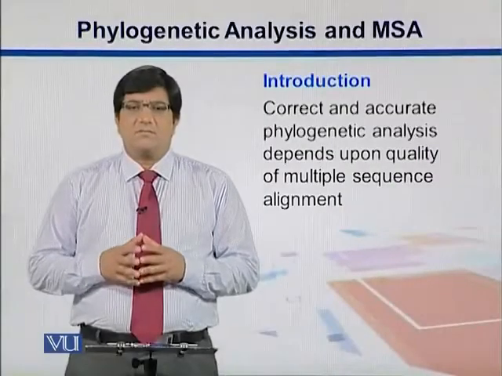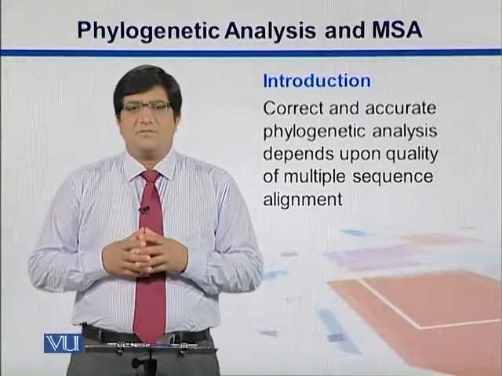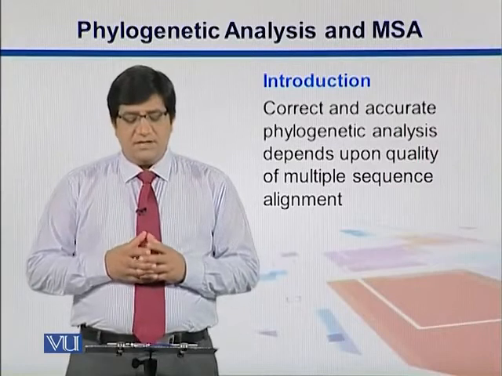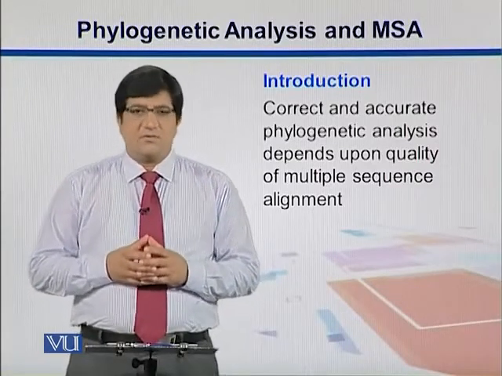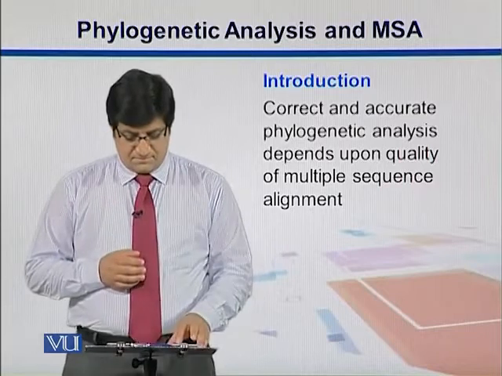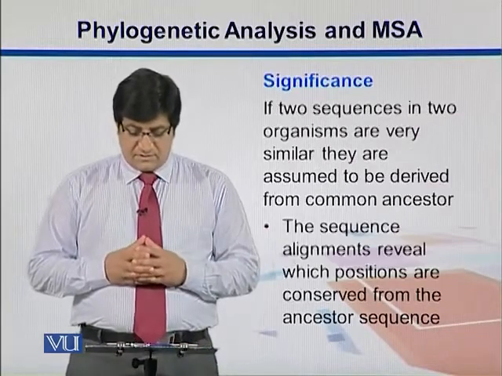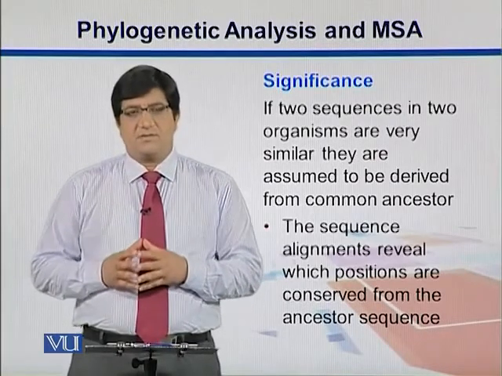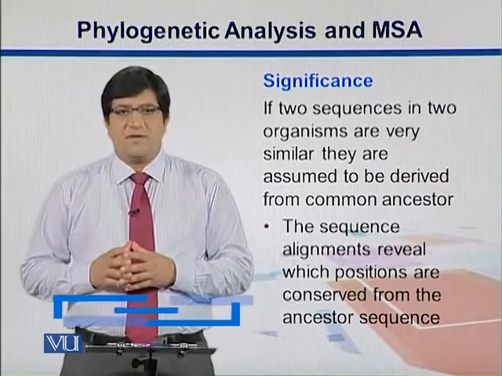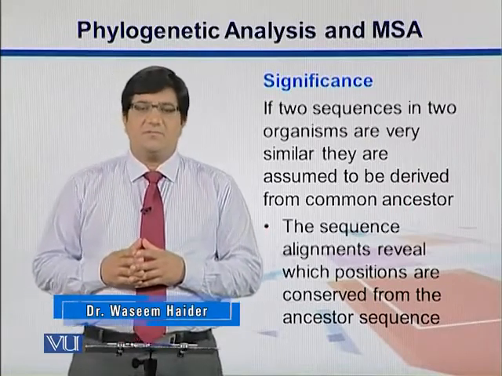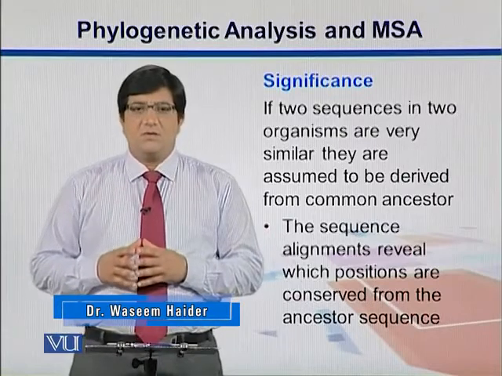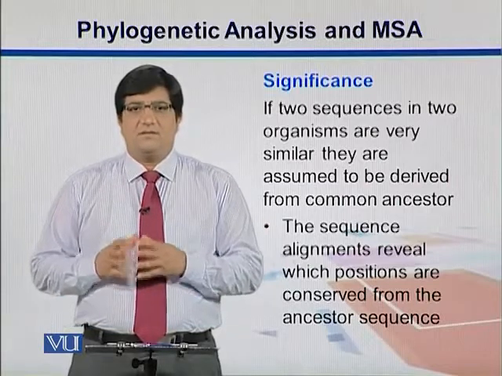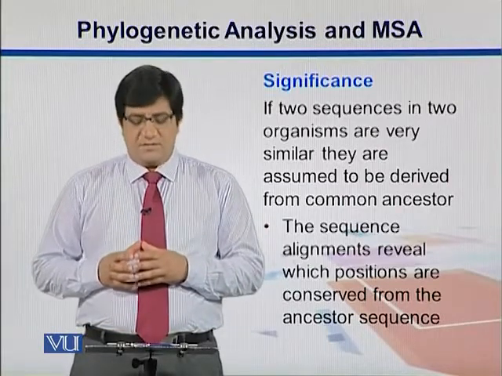So correct and foremost important, multiple sequence alignment is the key towards a good phylogenetic prediction. They are highly correlated: phylogenetic analysis and the quality of multiple sequence alignment. If two sequences in an organism are very similar, they are assumed to be derived from a common ancestor. For organisms where we can see lots of matches, we can expect that they have evolved from some common ancestors. So a good multiple sequence alignment, where we see a good number of matches, can lead us to think of some common ancestry.